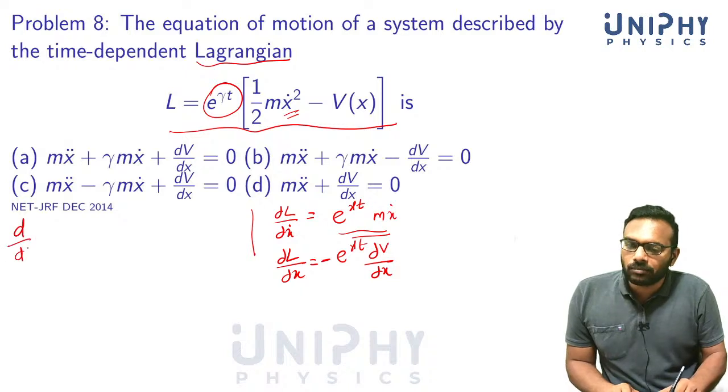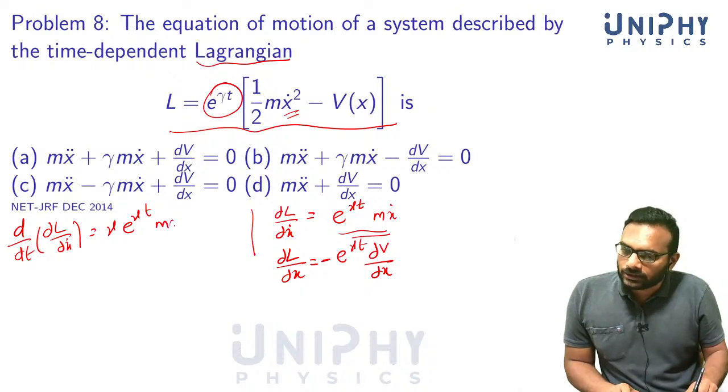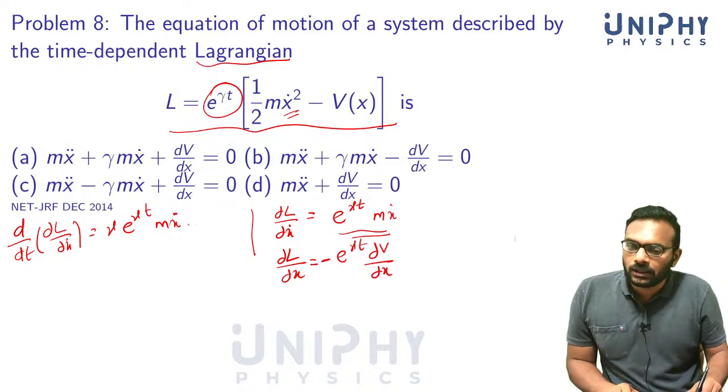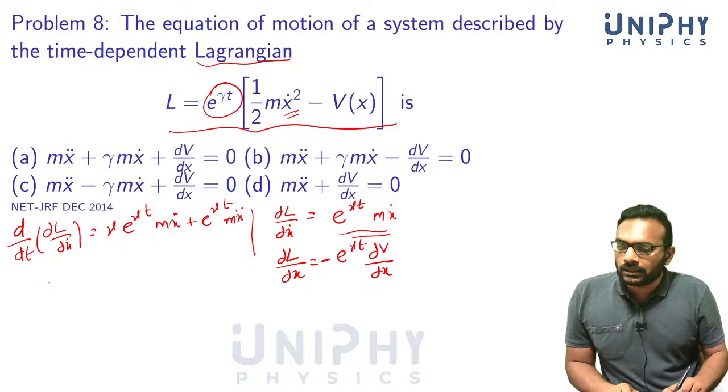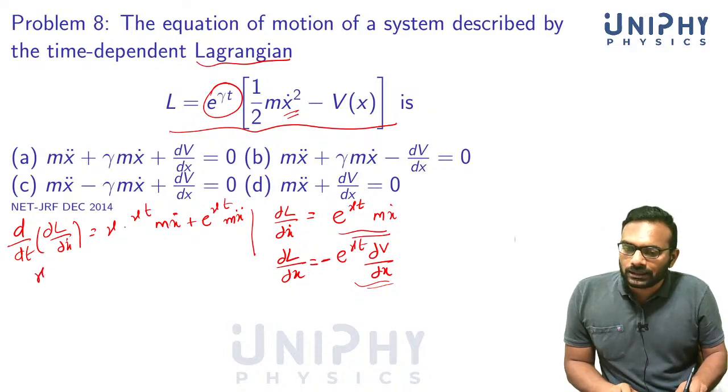What's this d by dt of dou L by dou x dot? You see that that's equal to gamma e raised to gamma t multiplied by m x dot. You will have to use the product rule there. Gamma e raised to gamma t multiplied by m x dot plus e raised to gamma t multiplied by m x double dot. And dou L by dou x is again the same. So you see that the equation of motion goes like this. Just combine these terms. You can pull this e raised to gamma t outside because it appears here, and it appears here.